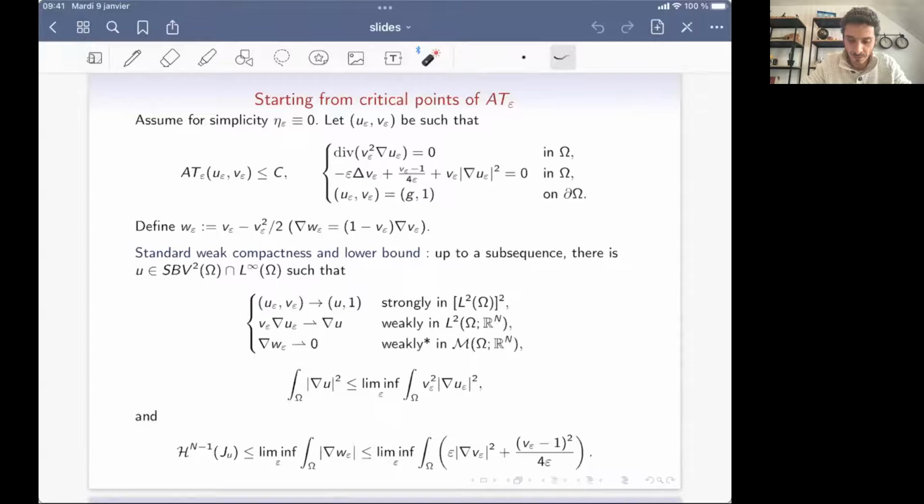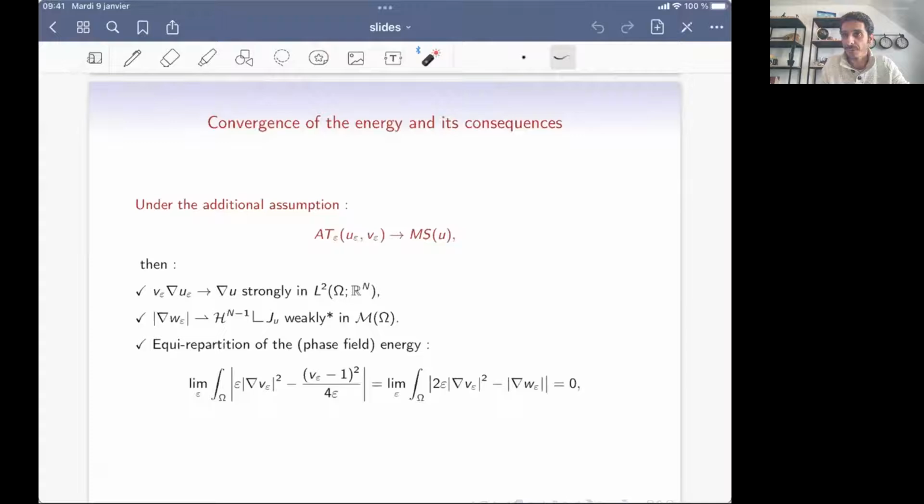And now comes our additional assumption that the energy is converging. So this is an assumption. I'm not saying that I am justifying it, although we can justify it in some cases. So if I have time, I will say a word about it. But under this assumption, we can actually improve the previous convergences. So first, the weak convergence of v epsilon grad u epsilon can be improved into a strong convergence. Then we can not only identify the weak limit of grad w epsilon, but also its modulus. And the limit of the modulus turns out to be exactly the surface measure of the jump set.